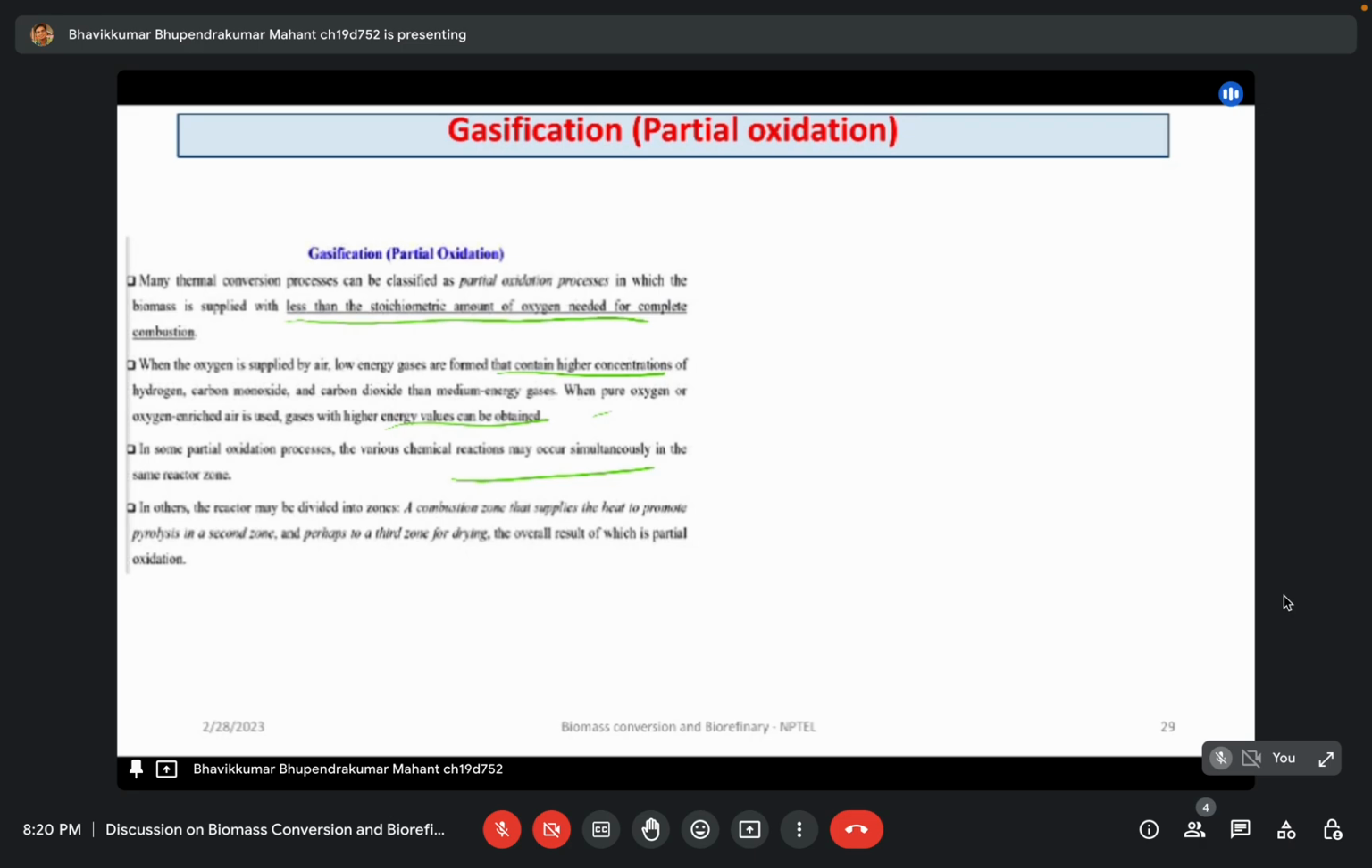In other words, the reactor may be divided into zones. The reactor we are using in gasification can be divided into zones. One is the combustion zone, which supplies the heat to promote pyrolysis. Pyrolysis requires a higher temperature, so how can we get it? In the first phase, the combustion reaction takes place with a stoichiometric amount of oxygen and gets converted into CO2, and that increases the temperature. That temperature is useful for pyrolysis in the second zone, and the third zone is drying, the overall result of which is partial oxidation.